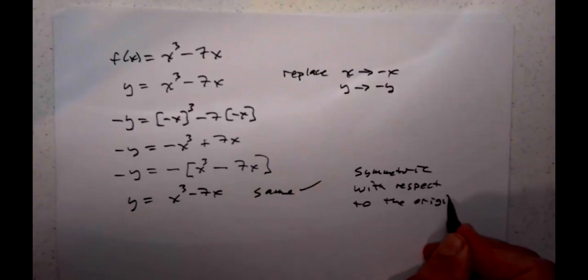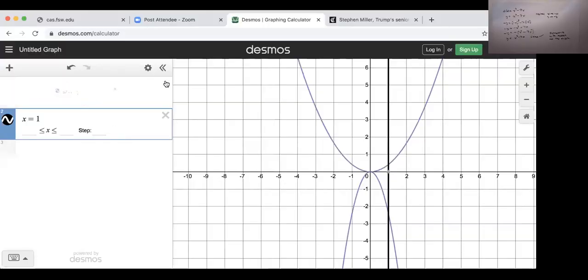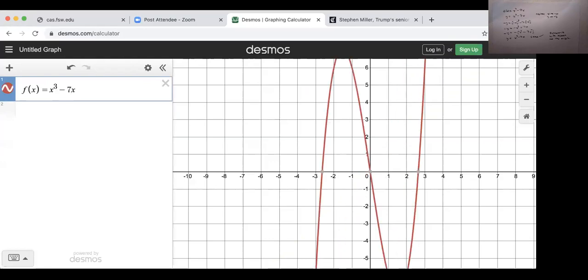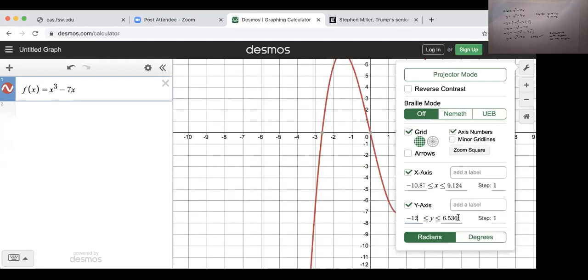So let's quickly look at the graph and then we'll discuss the odd nature of this function. So we're going to go ahead and look at f of x equals x cubed minus 7x. Does that look odd? Let's adjust our window a little bit. We need a lot more y. Negative 12 to 12 maybe.